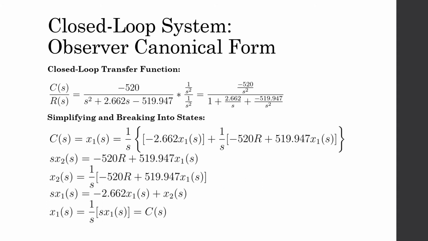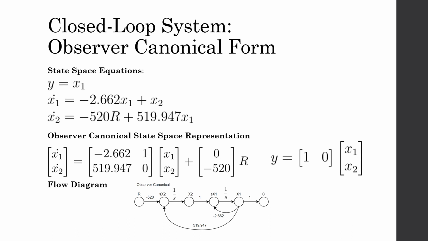To find the observer canonical form, we first multiplied the transfer function by 1 over s squared over 1 over s squared. We then simplified the altered transfer function as shown by the second half of the slide. We set c of s equal to x1. We then broke up and simplified the equation into separate states as shown.